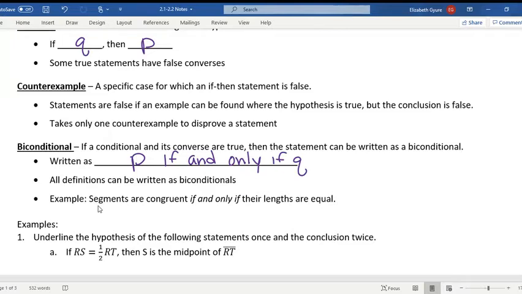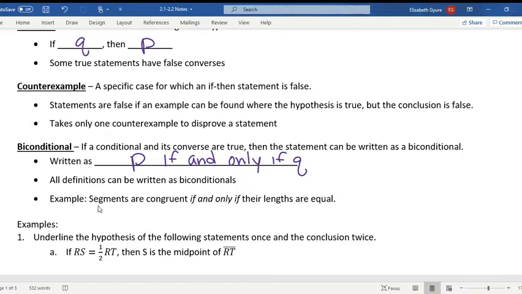Right? If you have congruent segments, then their lengths are equal. But what if you took that statement and you flipped it around? If the lengths of segments are equal, then those segments are congruent. That still works. That still makes sense.